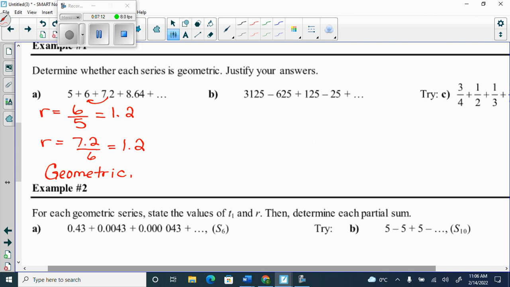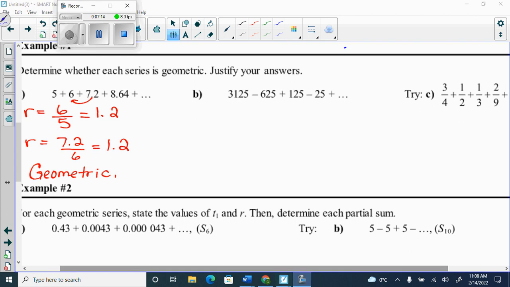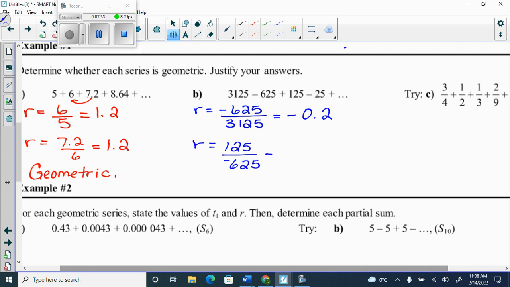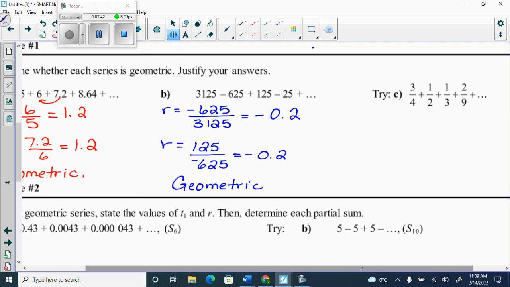I want you to try B and C. So r equals negative 625 divided by 3,125, and what does that equal? Negative. And then we try term 3 divided by term 2. 125 divided by negative 625, which equals? So they're the same, so it's geometric, and if you had to verify, it's because they have the same common ratio. Then we try C out.